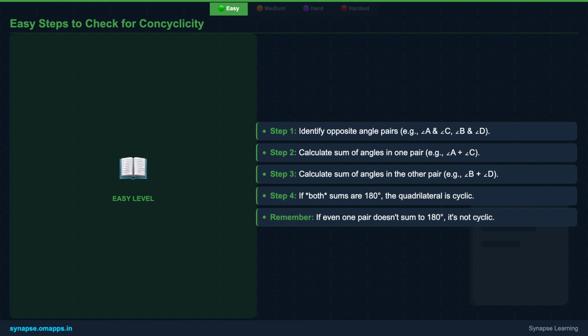If even one pair doesn't add up to 180 degrees, then it's not cyclic. Look at the example on your screen. If angles P and R sum to 180, and angles Q and S sum to 180, then PQRS is cyclic. It's a simple, yet powerful check.